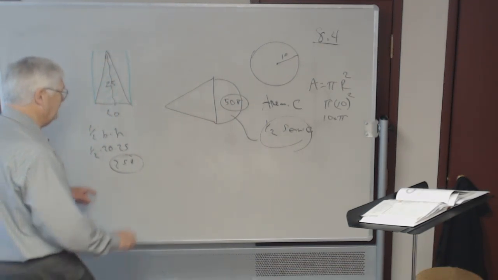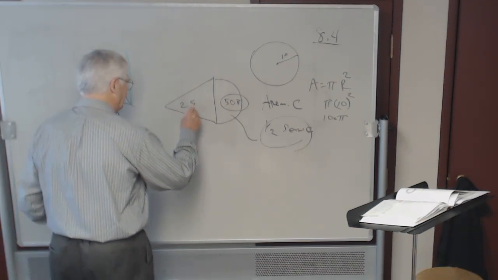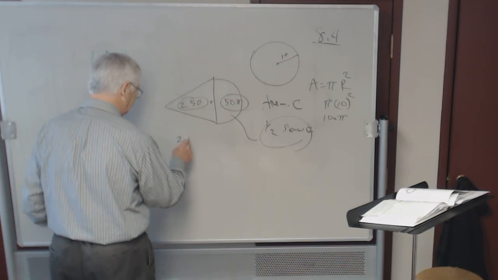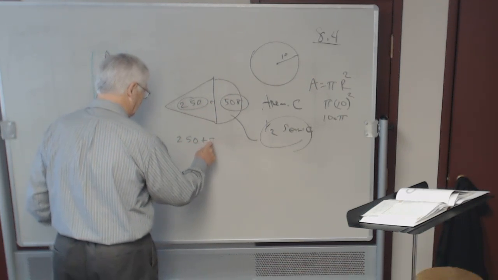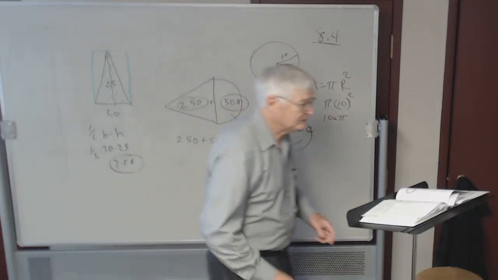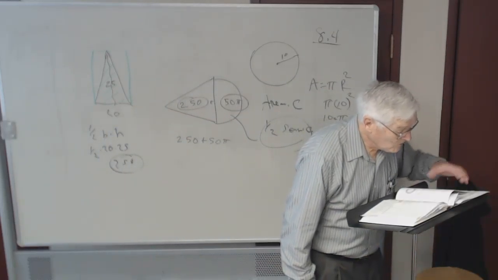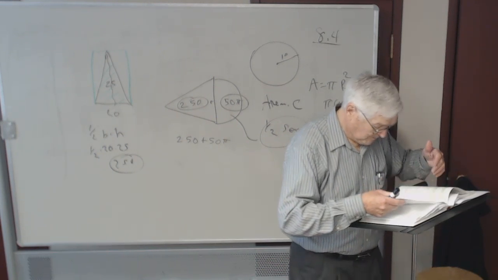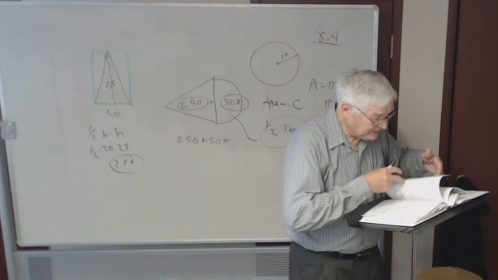So what do we have here? 250 plus 50 pi. Is that all they want us to do? Find the area of each region.